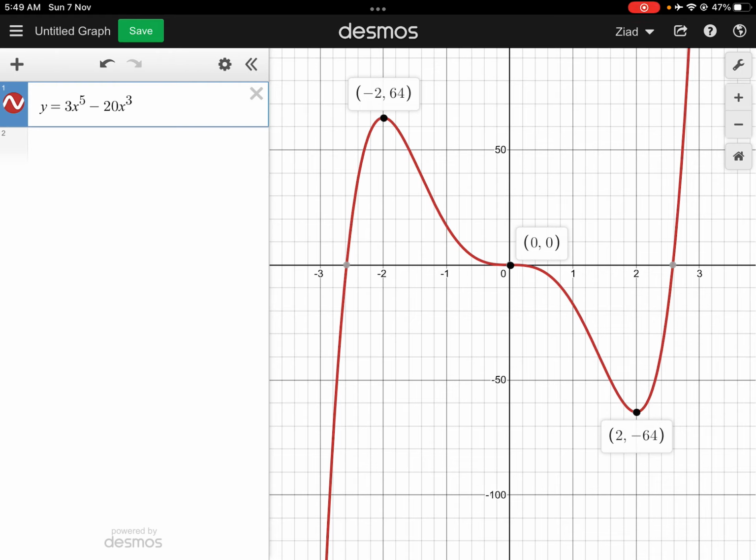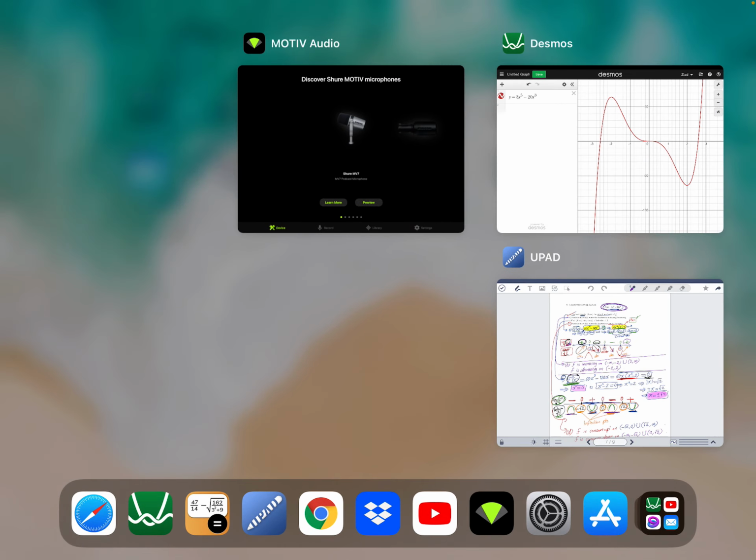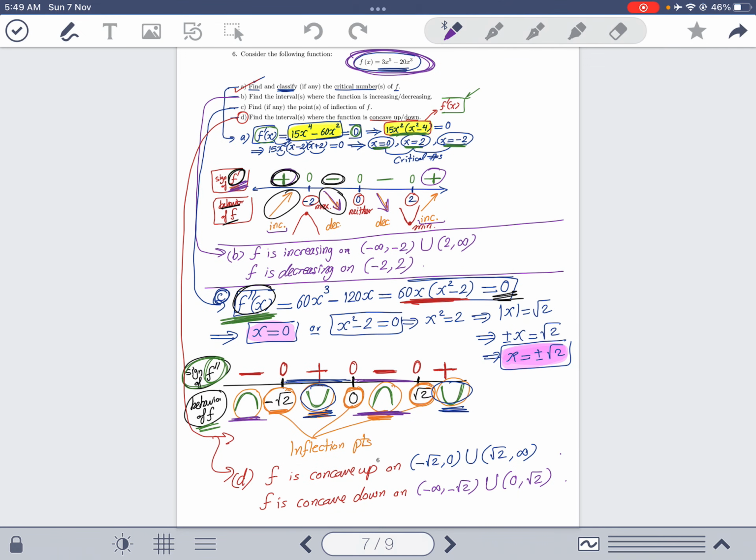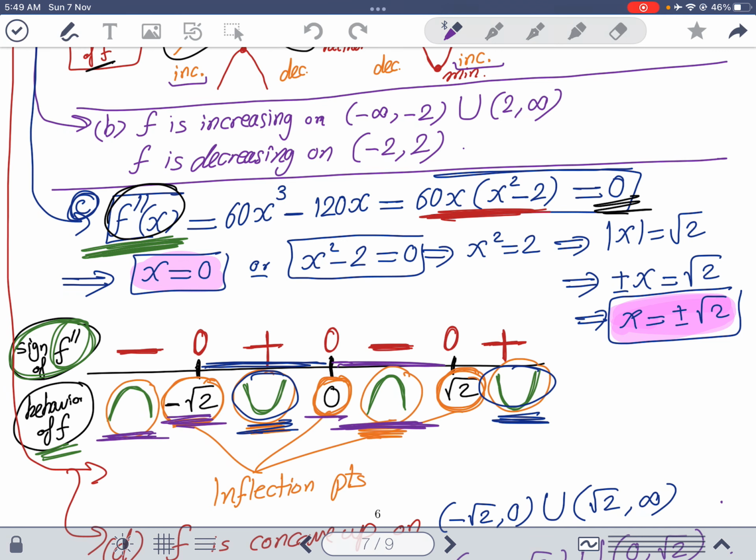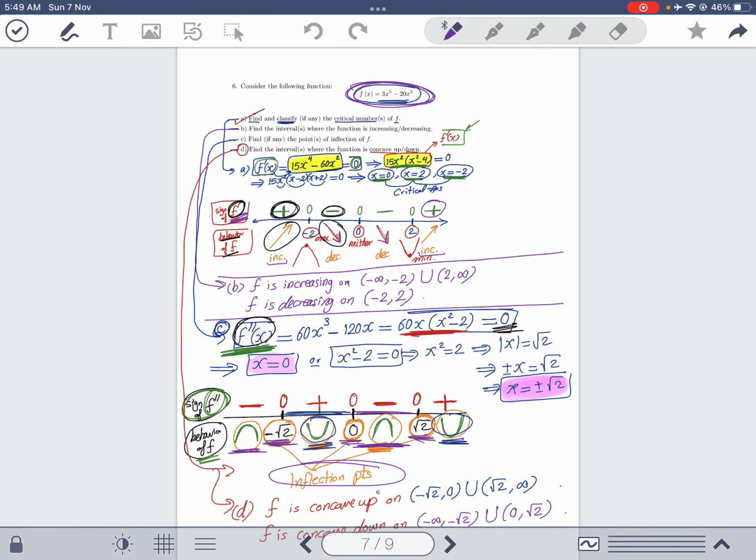So you see, we saw 3 inflection points. The first inflection point was somewhere here, the minus radical 2, comma, the value of the function at minus radical 2. Then 0, 0 is an inflection point, and then radical 2, comma, its value will be also a third inflection point. Just like what we found here, that at negative radical 2 and 0 and radical 2, all are inflection points. Okay, and I will stop here.